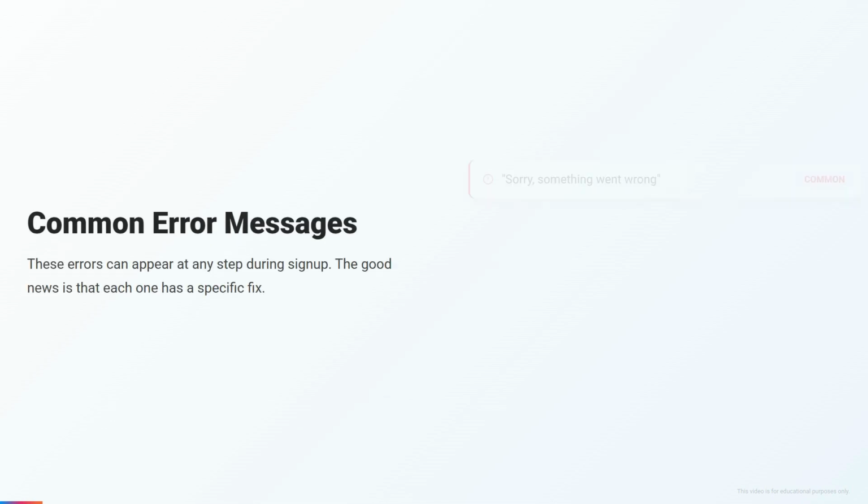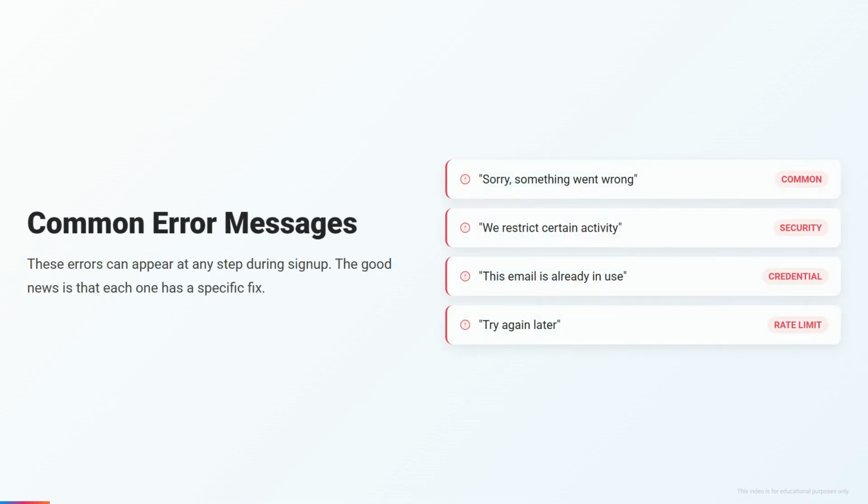Let's look at the most common error messages you might see. Sorry, something went wrong creating your account. Please try again soon. Or maybe, we restrict certain activity to protect our community. Or this email is already in use. These errors can appear at any step during sign-up. The good news is that each one has a specific fix.